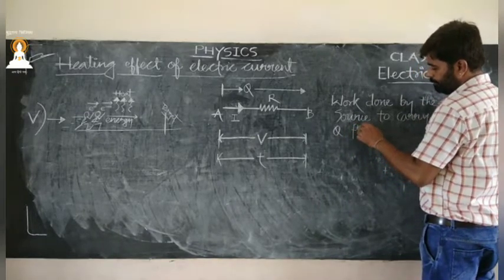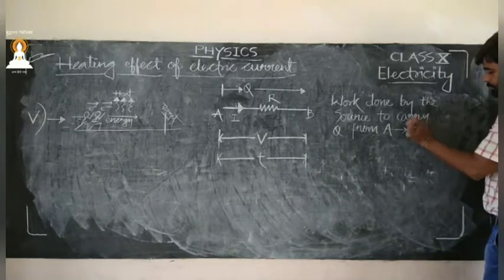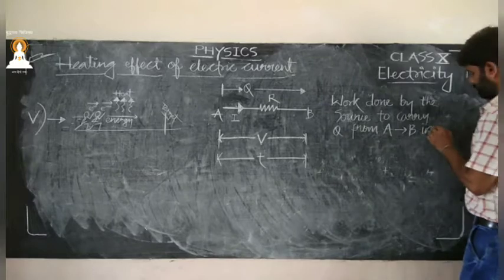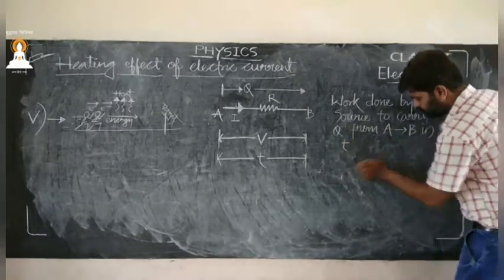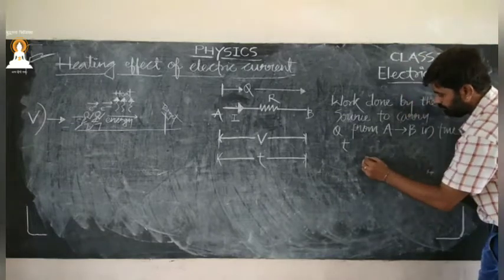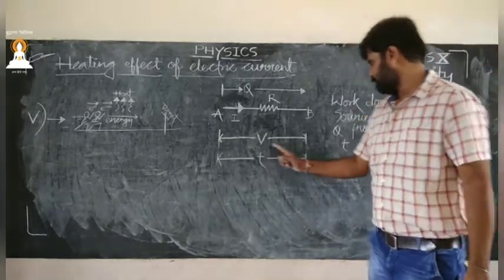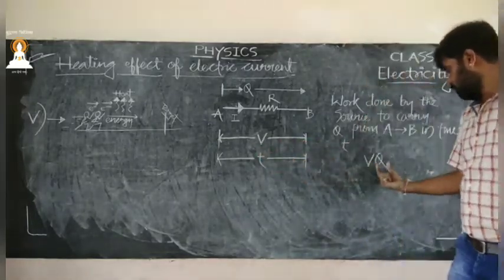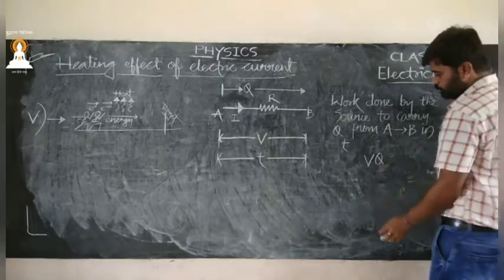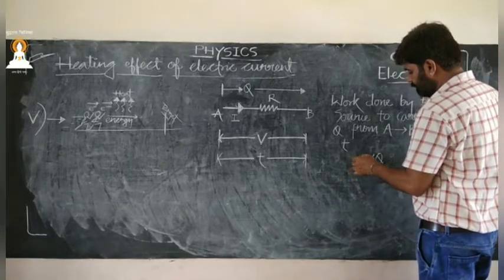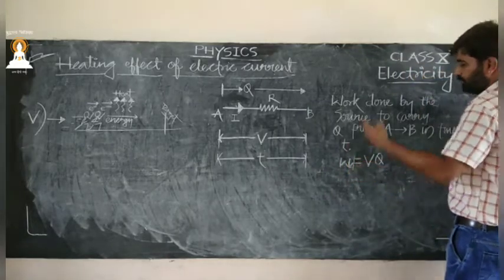from A to B in time t. In time t, that will be equal to how much? That will be equal to V into Q: the potential difference of the source into the amount of charge to be transferred. So that is V into Q, the work done over that particular charge by the source.